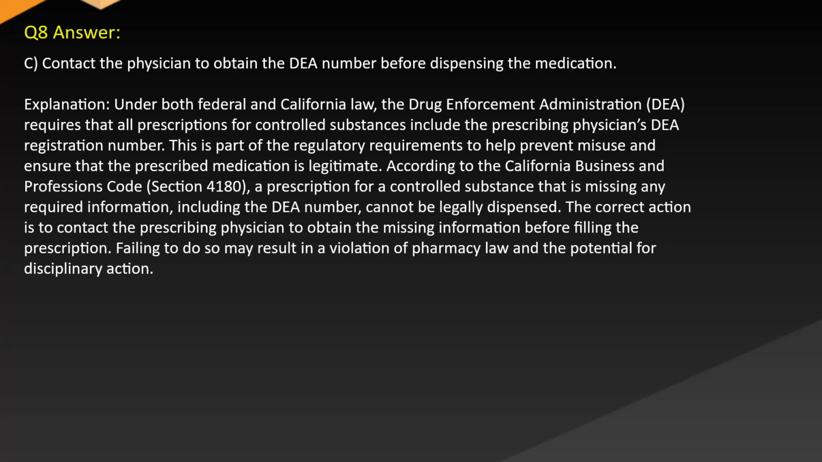Explanation: under both federal and California law, the Drug Enforcement Administration (DEA) requires that all prescriptions for controlled substances include the prescribing physician's DEA registration number. This is part of the regulatory requirements to help prevent misuse and ensure that the prescribed medication is legitimate. According to the California Business and Professions Code, Section 4180, a prescription for a controlled substance that is missing any required information, including the DEA number, cannot be legally dispensed. The correct action is to contact the prescribing physician to obtain the missing information before filling the prescription. Failing to do so may result in violation of pharmacy law and the potential for disciplinary action.